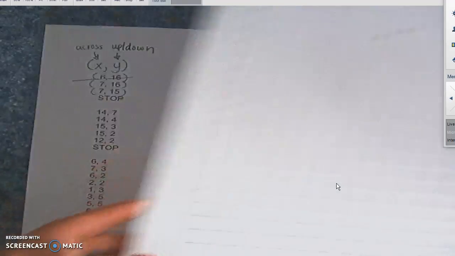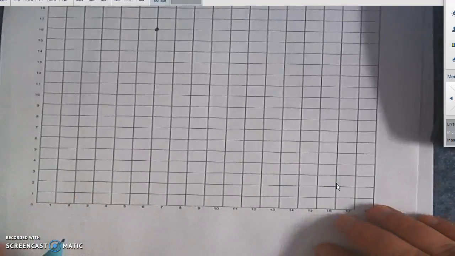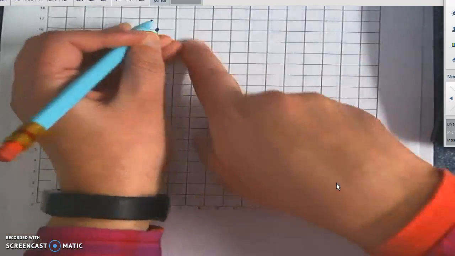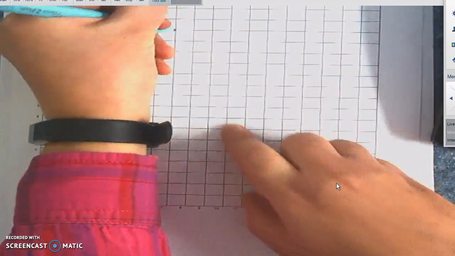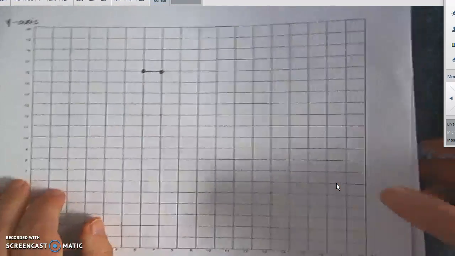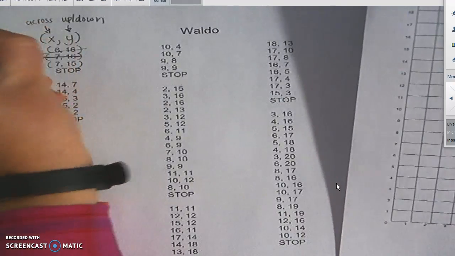Then I have 7, 16. So I'm going to go across until I find 7, up until I find 16. I put my second dot, and then I draw a line to connect them, and that's how it's going to end up making a picture. Cross it off on here.